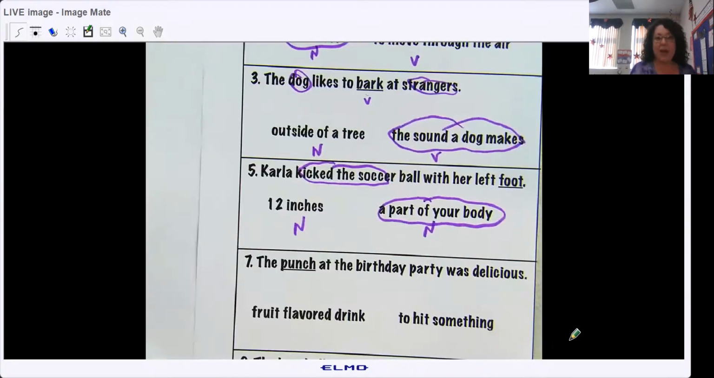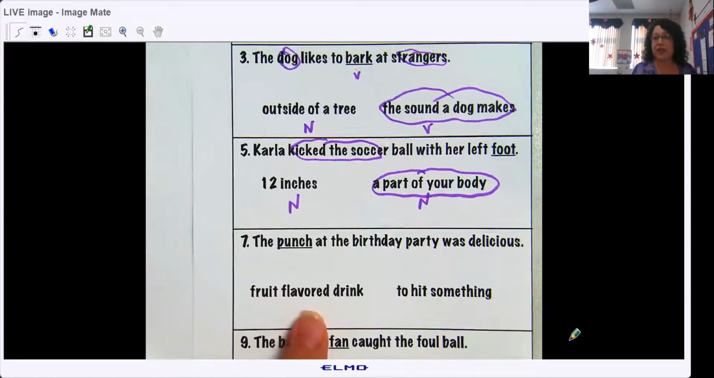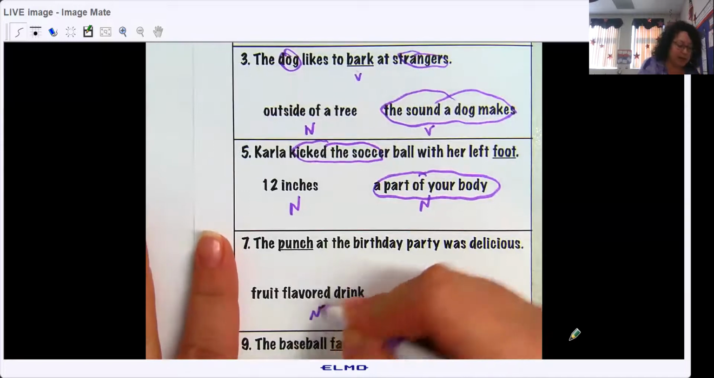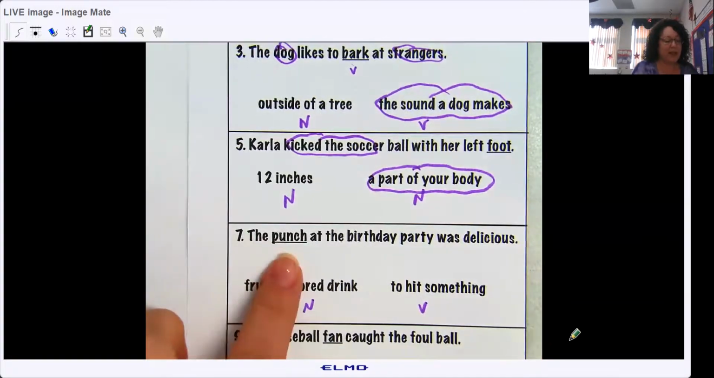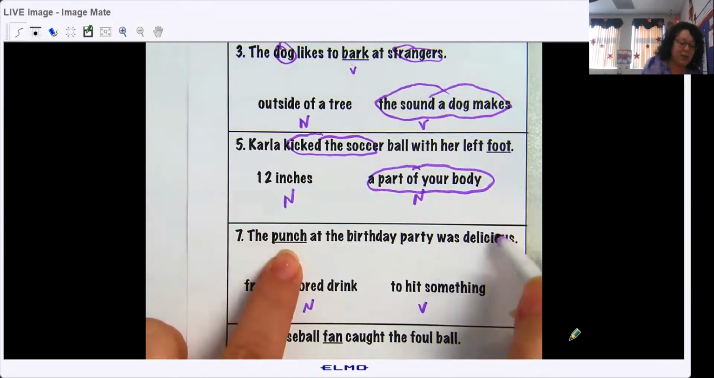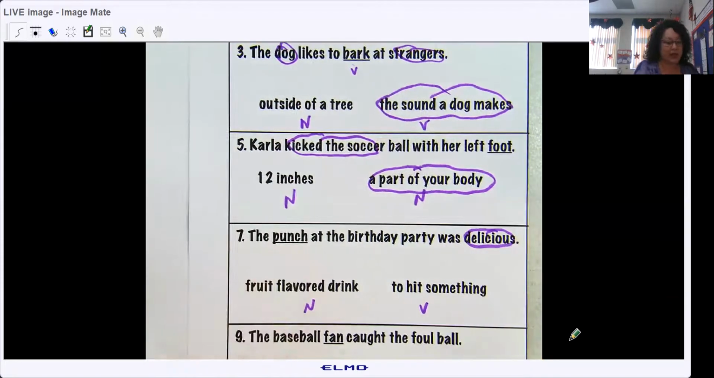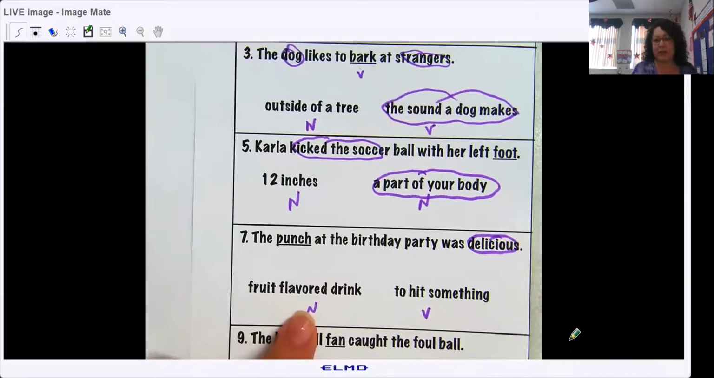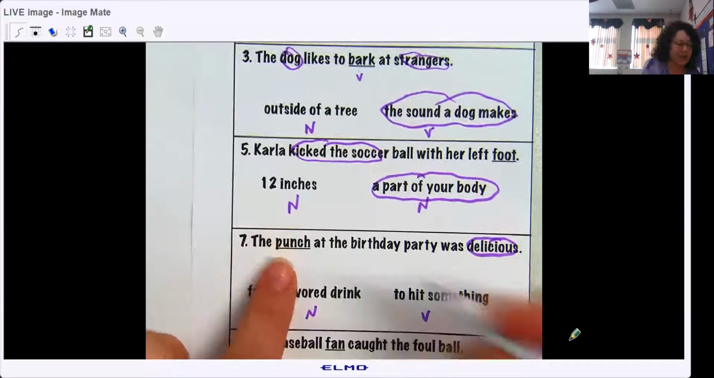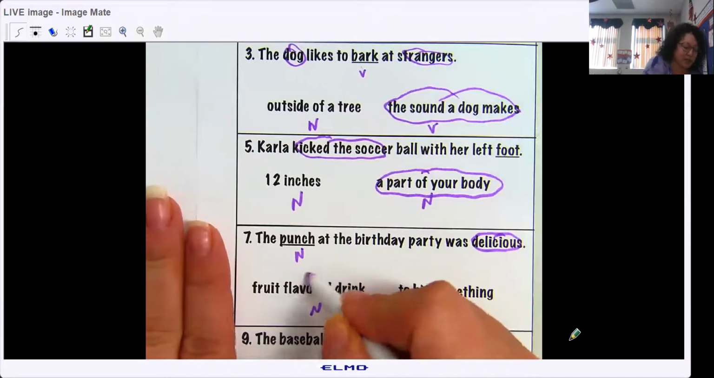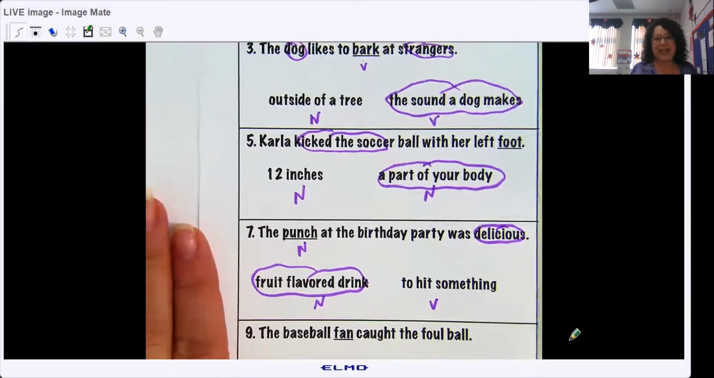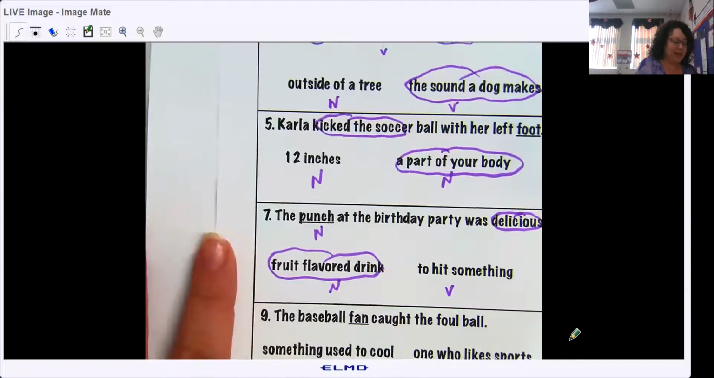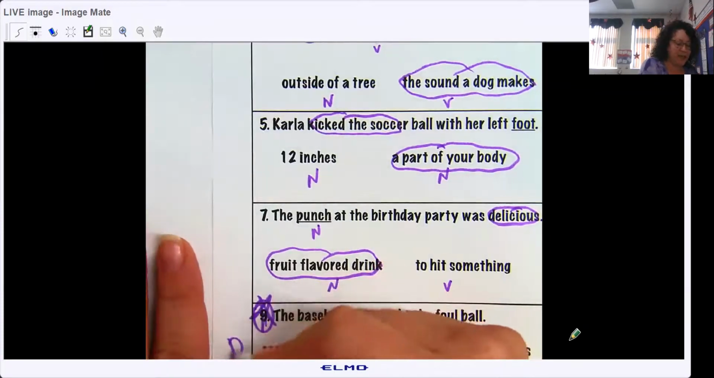And number seven, the punch at the birthday party was delicious. Okay, a fruit flavored drink, that's a noun, it's a thing, you can touch it. To hit something, that's a verb, it's an action. The punch at the birthday party, something was delicious. Was it hitting something or the fruit flavored drink? The tells me this is a noun, it's a thing. Fruit flavored drink, the punch wasn't hitting anything, okay? Number nine is a DP. We'll come to that at the end.